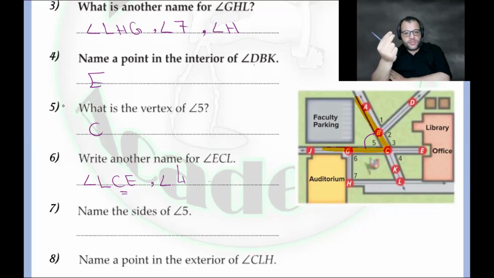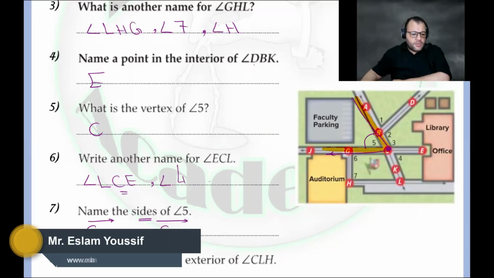When I ask you a question, give me the answer. Where is angle 5? What is the name of the vertex? C. So when you need to find the name of the side, it must start with C. We start from C. Where is the direction? I'm going to A, so CA. And the other is CG.